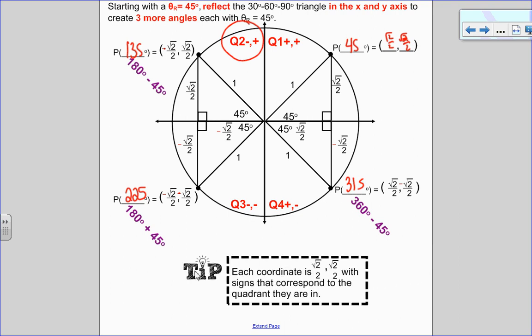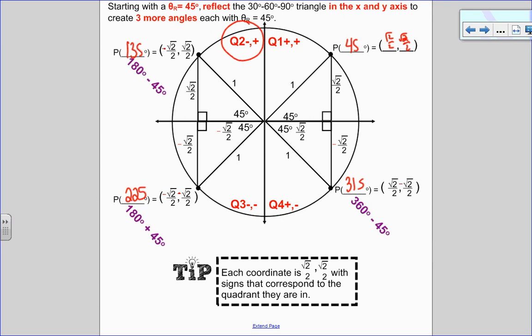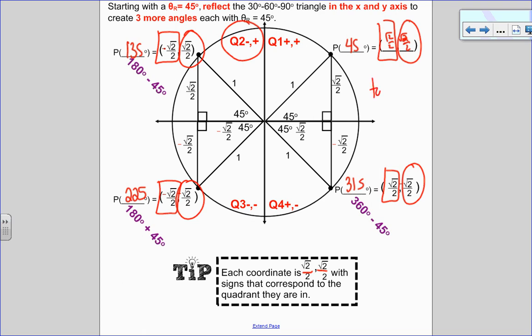Okay, so for this one here, all of the coordinates are root 2 over 2 and root 2 over 2, just with respect to the quadrant they're in with the signs. So let's just go around the unit circle here. Cosine of 45, here is cosine of 135, cosine of 225, cosine of 315. And then sine of 45, sine of 135, sine of 225, and sine of 315. Tangent is going to be the ratio. Now notice that the numerators of all of these are the same. It's root 2 over 2, root 2 over 2. So tangent is just going to go between 1 and negative 1 depending on the sign.